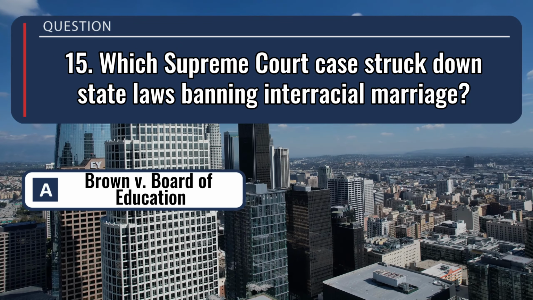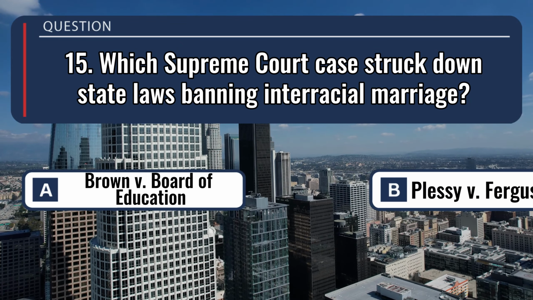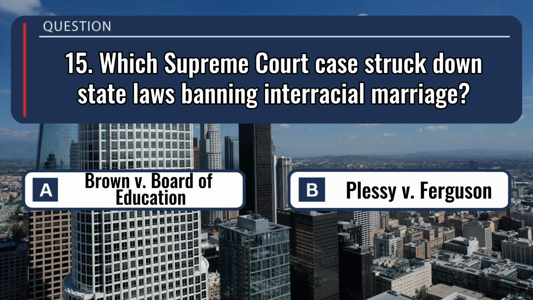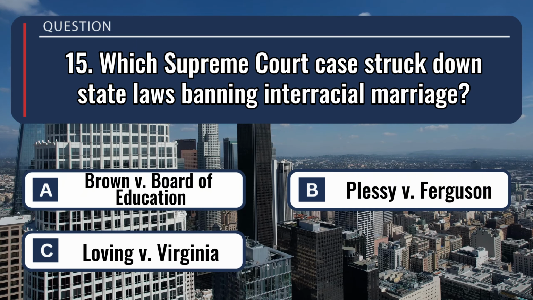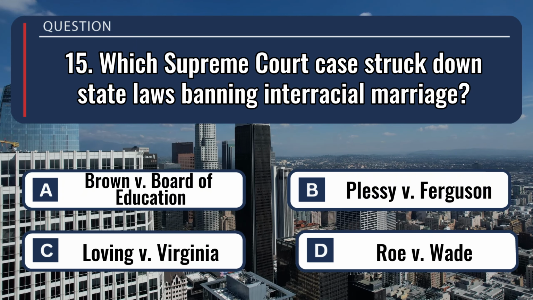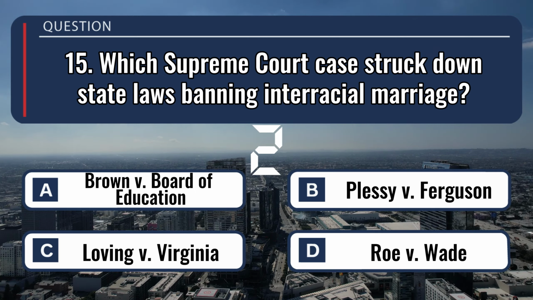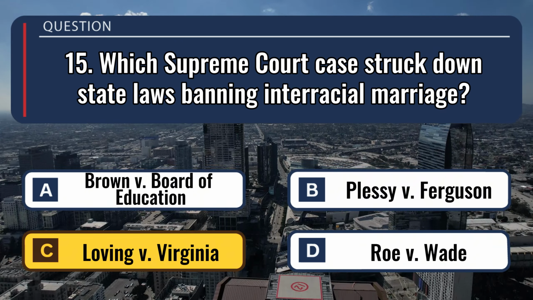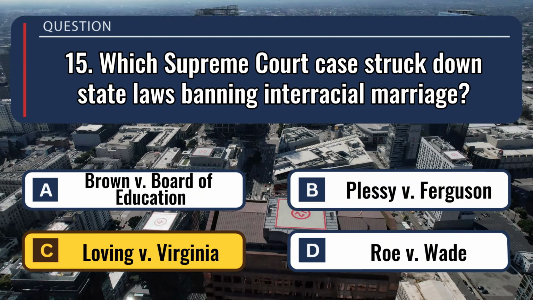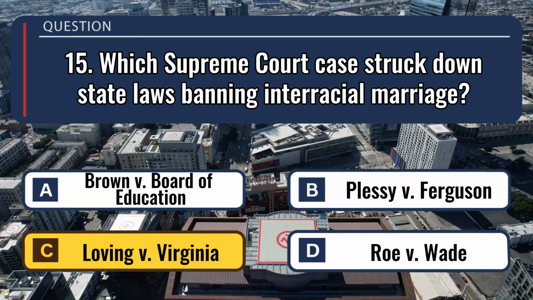Question 15. Which Supreme Court case struck down state laws banning interracial marriage? A. Brown v. Board of Education. B. Plessy v. Ferguson. C. Loving v. Virginia. D. Roe v. Wade. The correct answer is C. Loving v. Virginia.